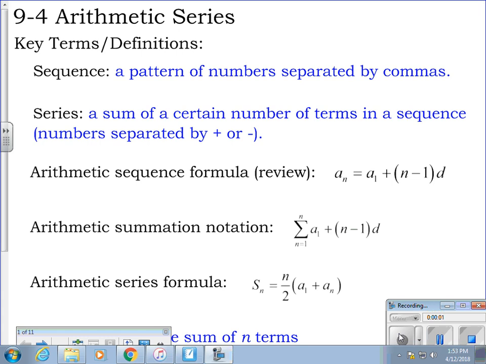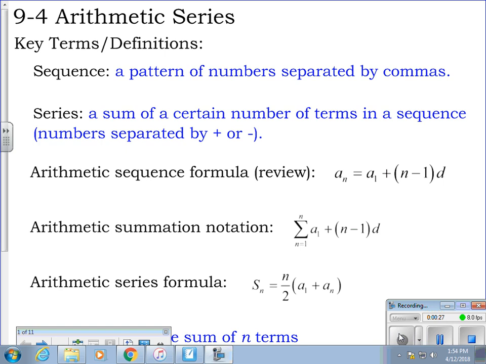Alright. So today we're still working with series and sequences. We're working with arithmetic series, a sequence pattern of numbers separated by commas. We did that. Today we're working with series. A series is a sequence of numbers separated by pluses or minuses, 1 plus 2 plus 3 plus 4 plus 5 plus 6 and so on.